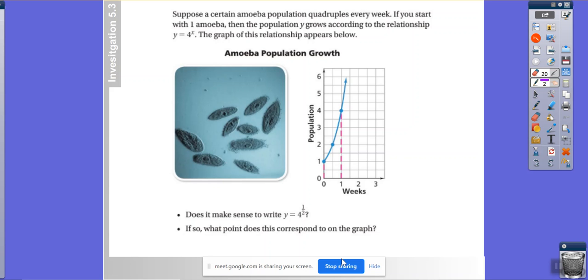Suppose a certain amoeba population quadruples every week. Now, quadruple means it multiplies by 4 every week, right? Okay.